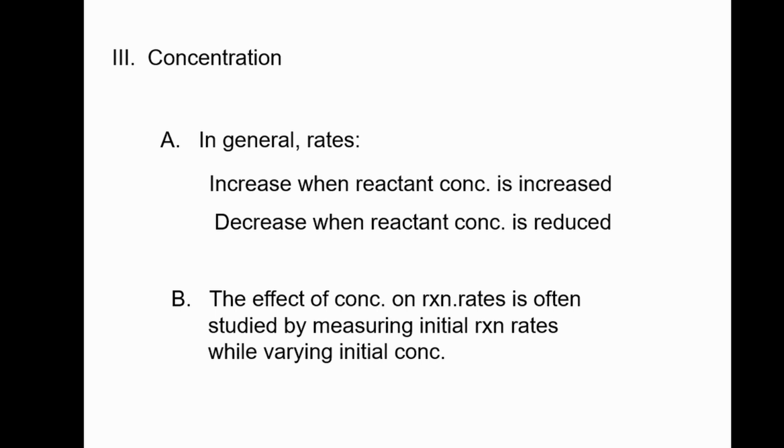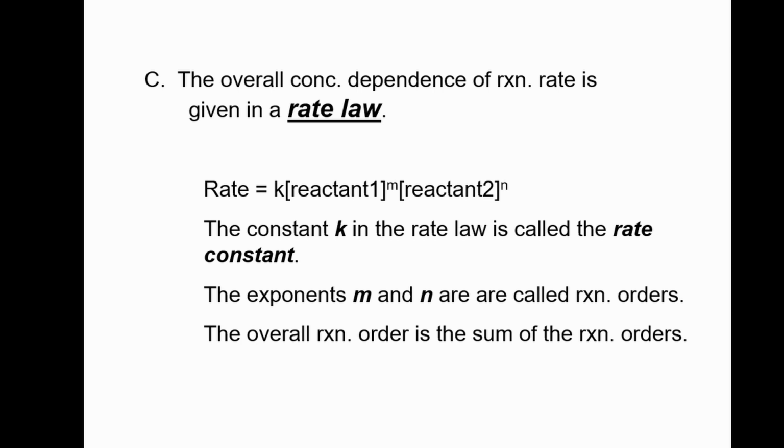And one way we can study that is we can run multiple experiments where we change the initial concentration and measure an initial rate and see what effect concentration is playing on rate. When we understand just how concentration is affecting rate, we've deduced the rate law. At the beginning we looked at some rate expressions. We don't really want to confuse that with the rate law.